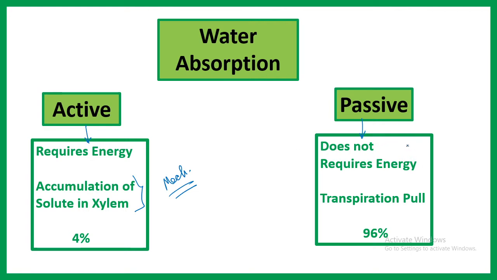And in case of passive transport, what happens? It occurs through transpirational pull. Now details of transpiration we will be learning in the next chapter, that is chapter 5, which is on transpiration. But we will learn the basics of transpiration and the idea of transpiration pull and how it is aiding in water absorption. Now most of the water absorption takes place by this passive process, that is 96%. Only a very small amount of water is absorbed by the active process, 4%, right?